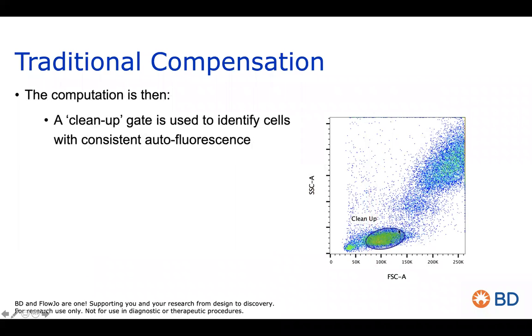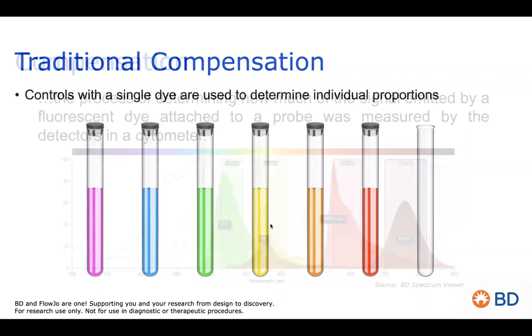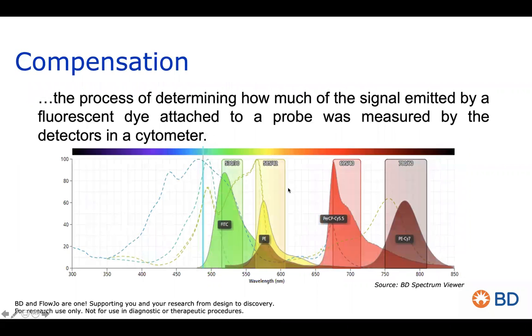The gist is that you want to use a cleanup gate, as I mentioned, so that you end up with cells that all have the same amount of autofluorescence, as differing amounts of autofluorescence can throw off the numbers of how much of the signal came from one particular color.